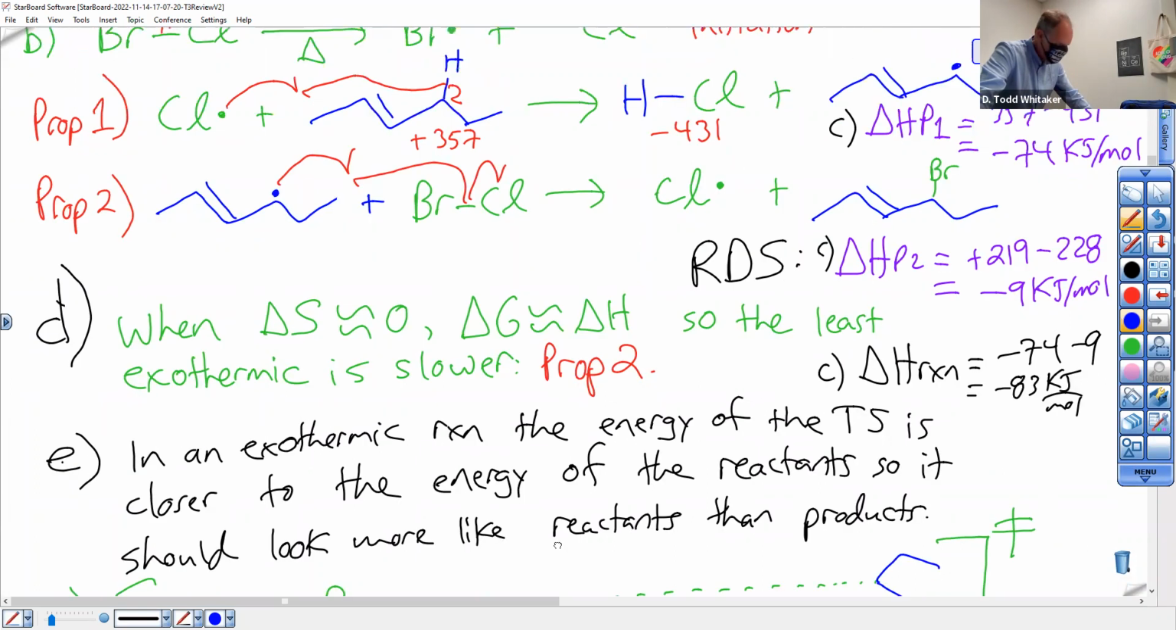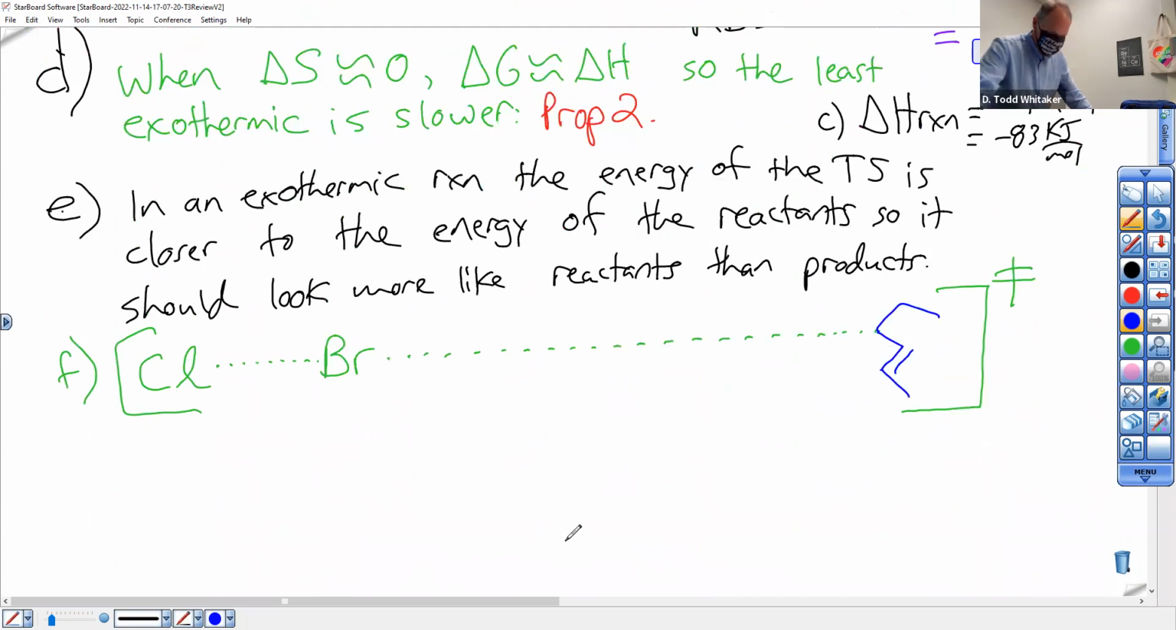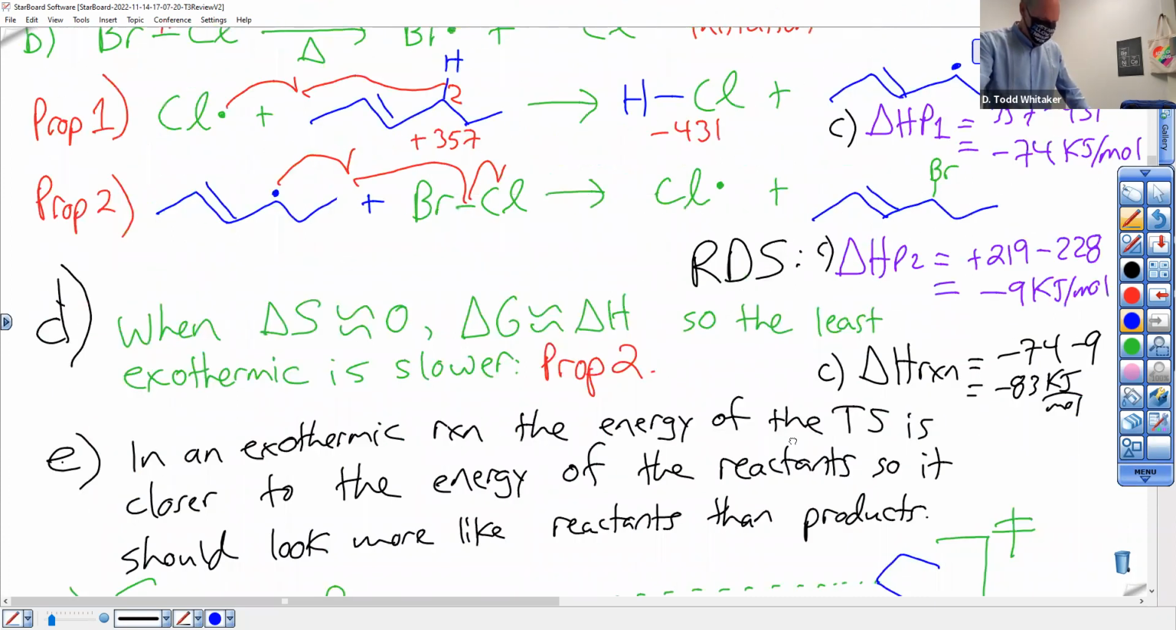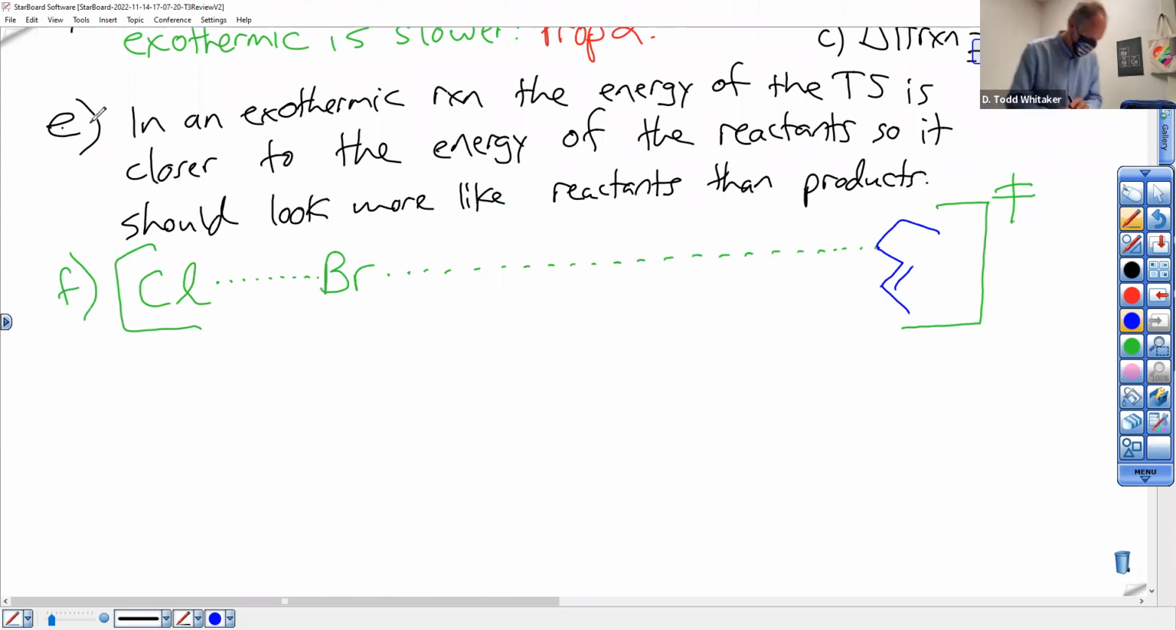Okay, almost there. G. GHI. Give the mechanism to termination, explain why they're supposed to be avoided, and explain how to avoid them. Pick two radicals that you drew already. I like the opposite of initiation for termination. That's just an easy one. It's a guarantee. Whatever you wrote for initiation, flip it backwards, call it termination, easy point. Give me hooks though. There's more than two termination steps. I just want two, and I want you to make your job easy.